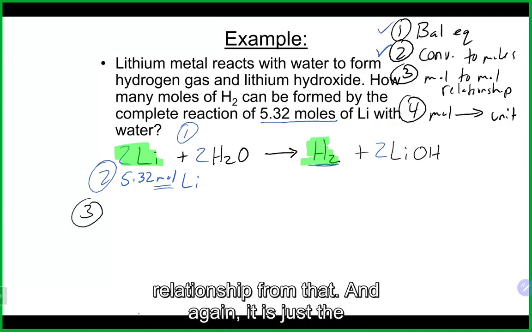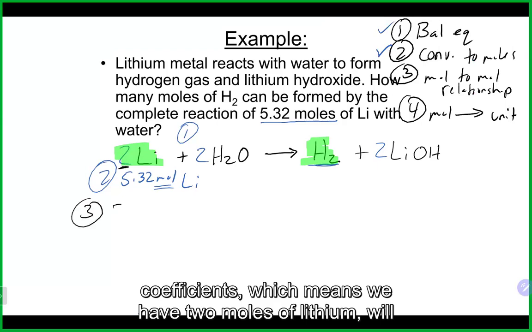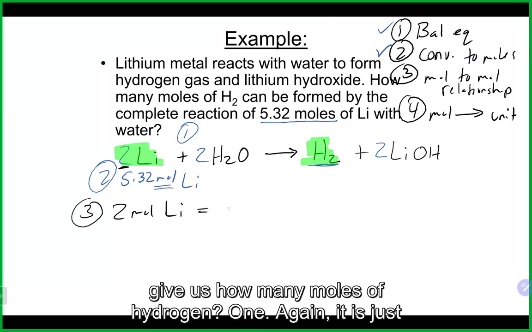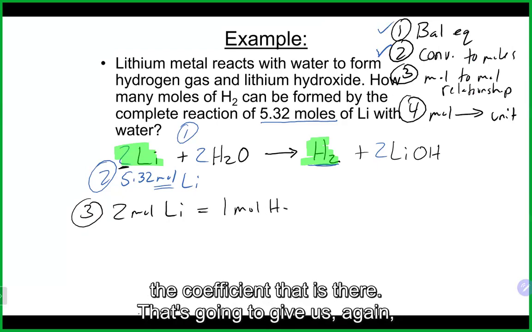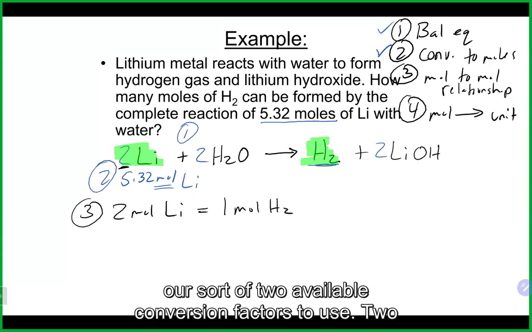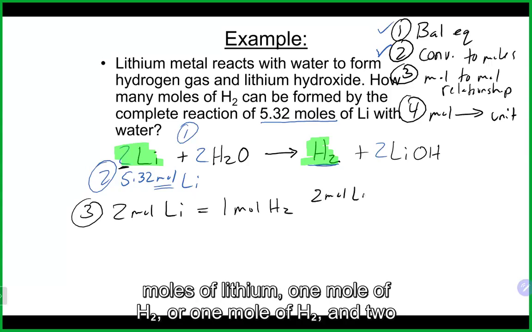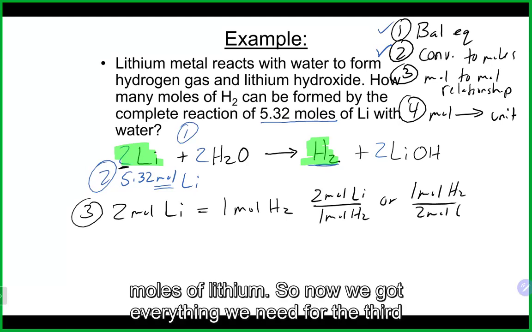And again, it is just the coefficients, which means we have 2 moles of lithium will give us how many moles of hydrogen? 1. Again, it is just the coefficient that is there. That's going to give us, again, our 2 available conversion factors to use. 2 moles of lithium, 1 mole of H2, or 1 mole of H2, and 2 moles of lithium. So now we got everything we need for the 3rd step.